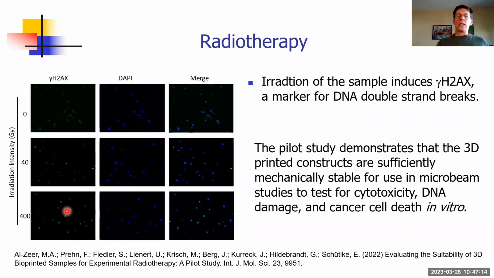What we currently do is that we include our printed cancer models into a mouse or into a human lung phantom that reflects the material properties of a human lung. And then we have the cancer in this phantom and want to place this into the microbeam to study the effects of the microbeam on our three-dimensional tumor.